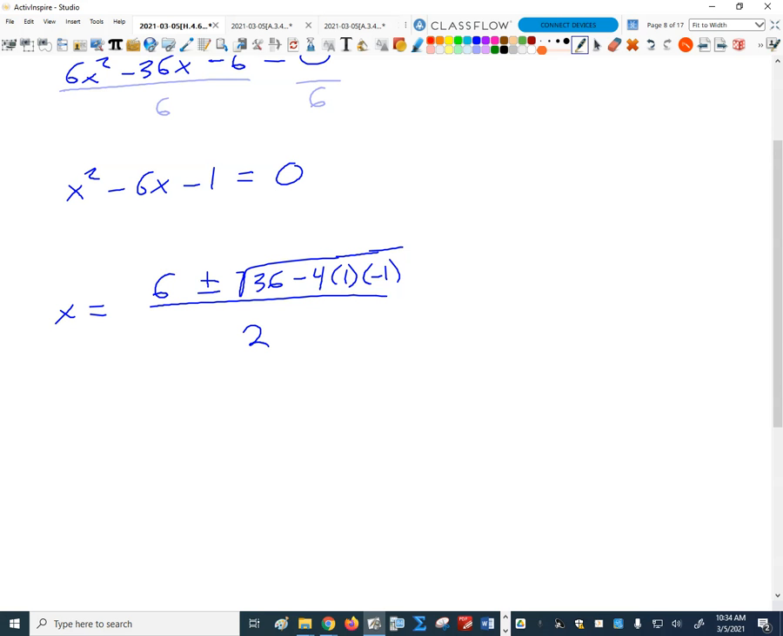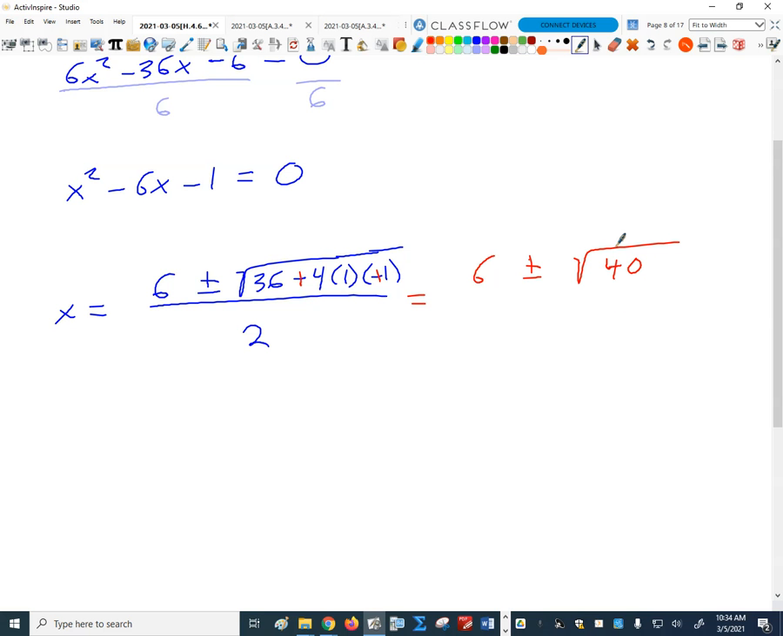See what I'm saying? So look what happens here. If I'm subtracting 4 times 1 times negative 1, I'm actually subtracting a negative. And so one thing you can do here to make the math a little bit easier is you could always say negative times negative is positive, right? And so then I end up with 6 plus or minus the square root of 36 plus 4, which is the square root of 40.